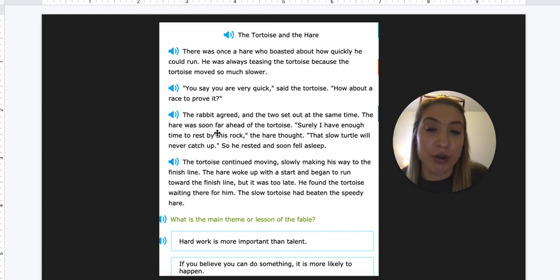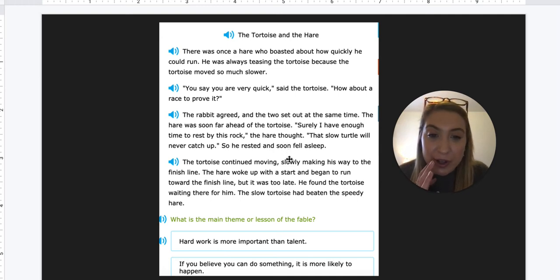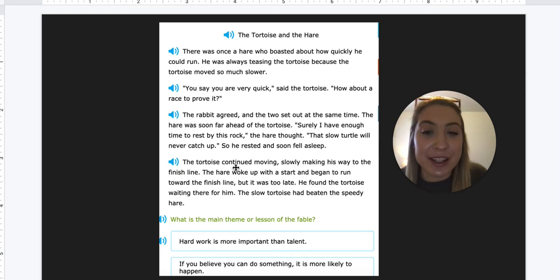The hare was soon far ahead of the tortoise. "Surely I have enough time to rest by this rock," the hare thought. "That slow turtle will never catch up." So he rested and soon fell asleep. The tortoise continued moving, slowly making his way to the finish line. The hare woke up with a start and began to run towards the finish line. But it was too late. He found the tortoise waiting there for him. The slow tortoise had beaten the speedy hare.